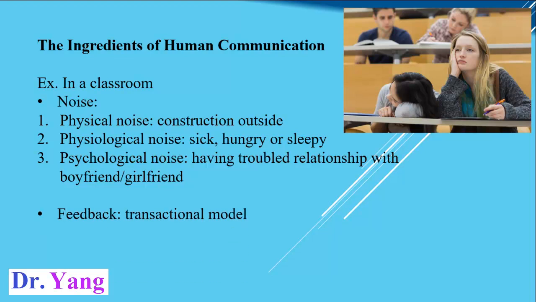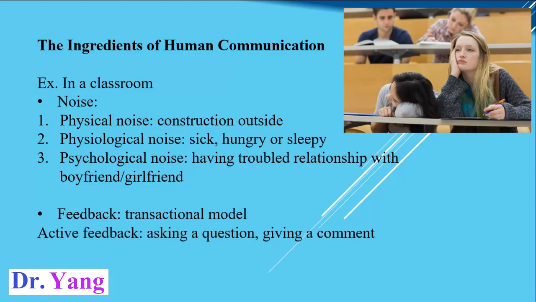So after the student understands the lecture, he or she will always try to send some kind of feedback. Because we're talking about this transactional model, it is two-way. You are not only the receiver, you also send the message back. So what kind of message will they send back to the instructor? There's actually two kinds of message, or we call it feedback. The first kind of feedback is active feedback. So some students, they will raise their hands and try to ask a question, or sometimes maybe giving a comment about a topic. So this is active feedback.